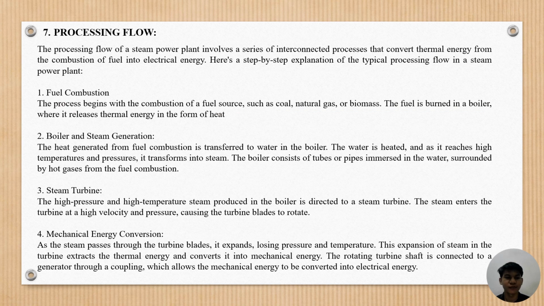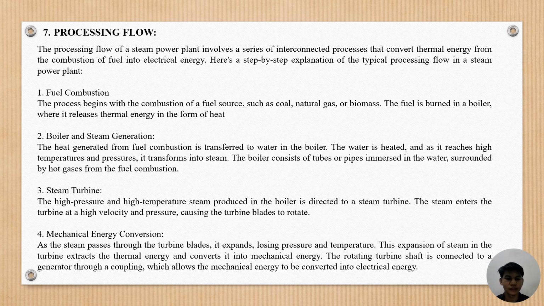Number 7. Processing flow. The processing flow of a steam power plant involves a series of interconnected processes that convert thermal energy from the combustion of fuel into electrical energy. Here is a step-by-step explanation of the typical processing flow in a steam power plant. Number 1. Fuel combustion. The process begins with the combustion of a fuel source, such as coal, natural gas, or biomass. The fuel is burned in a boiler, where it releases thermal energy in the form of heat.